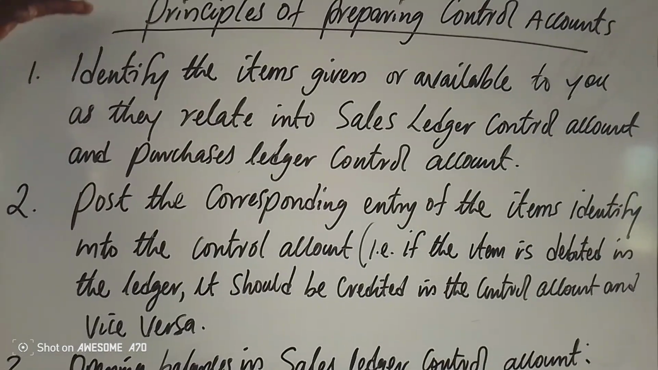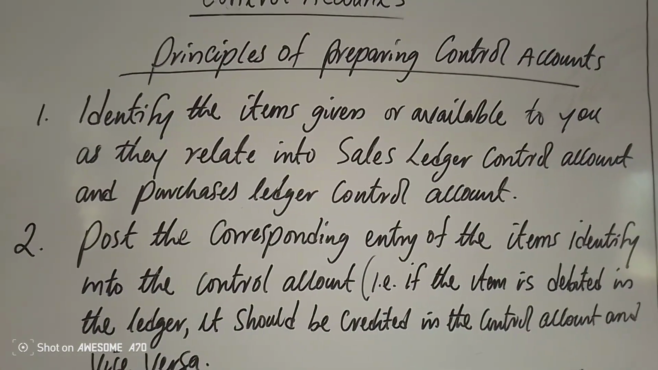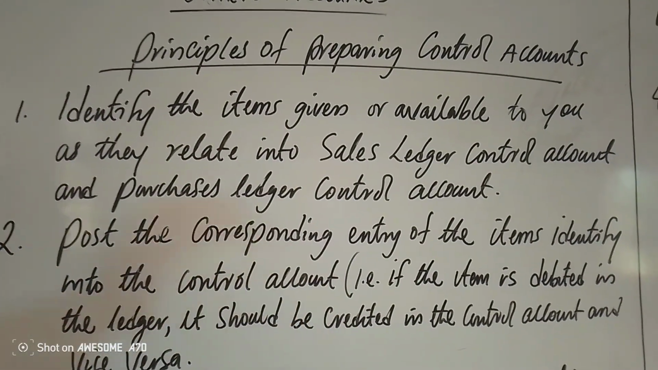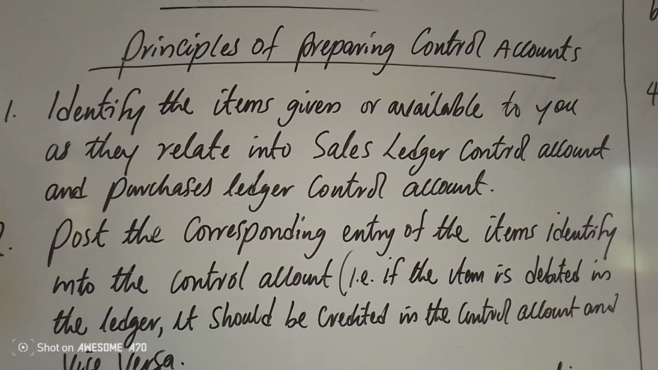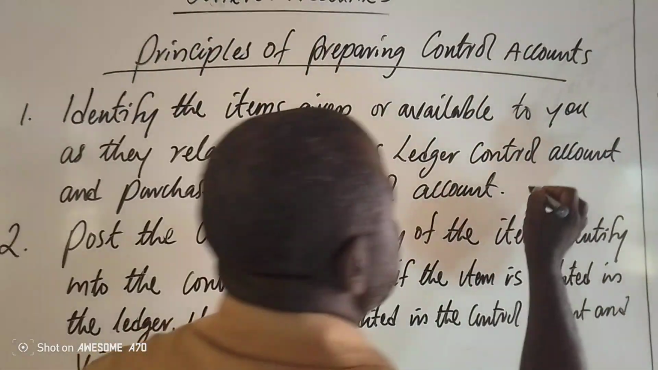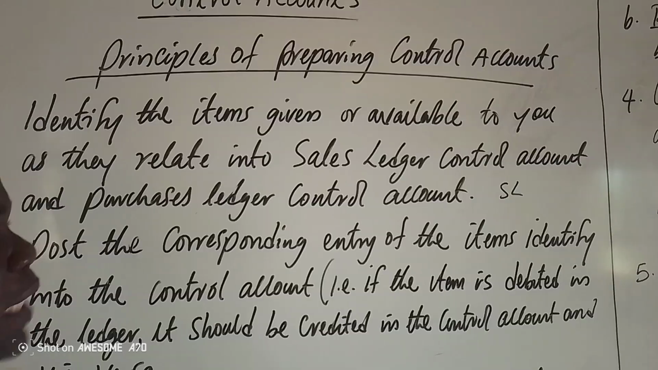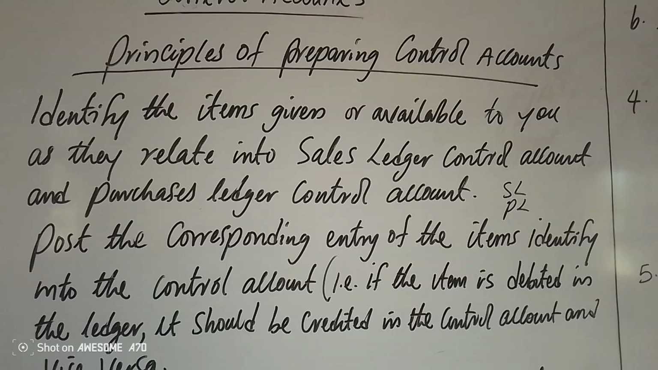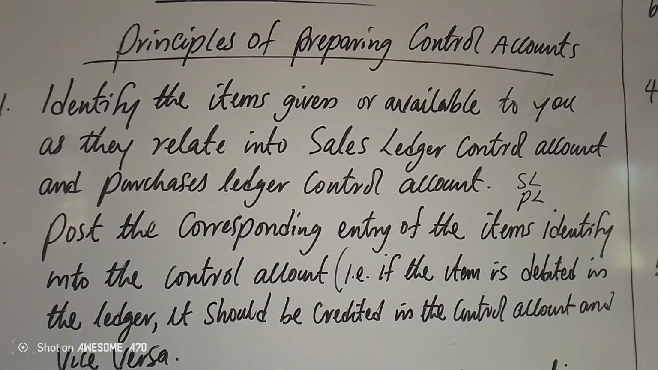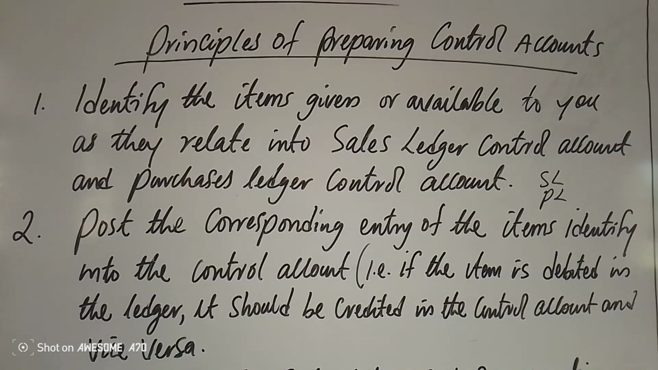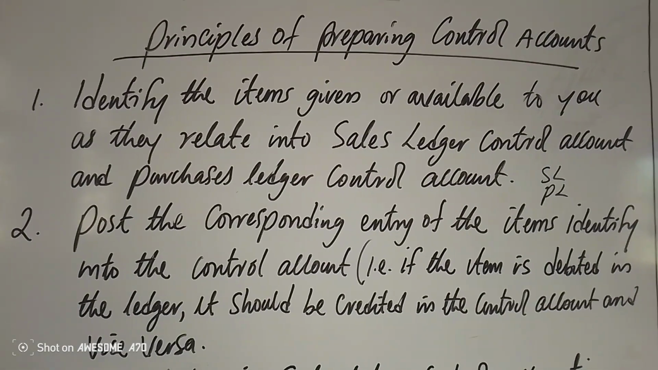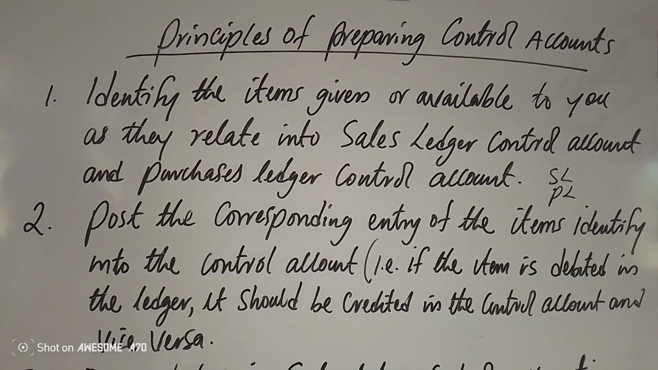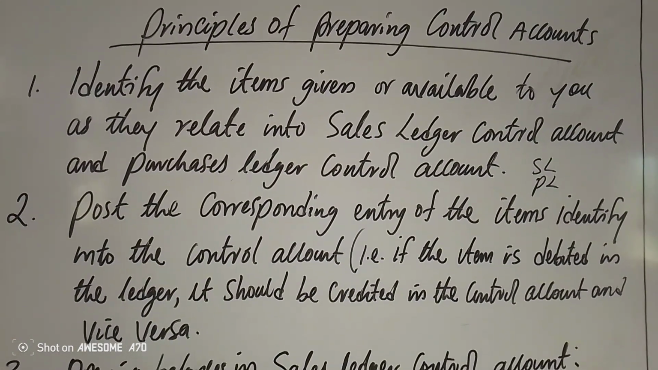As the items are arranged in a vertical or horizontal format, as the case may be, your task is just to identify this one relates to this, this one relates to that. As you put some identification, you can say SL means the item relates to sales ledger, PL means the item relates to purchase ledger. Anyhow they are arranged, your first task is to group them as they relate to either sales ledger or purchases ledger. That is principle number 1.